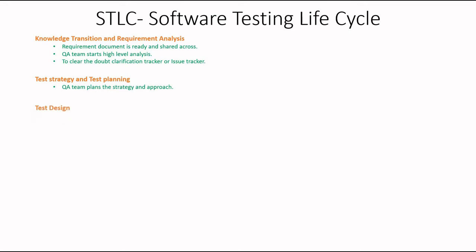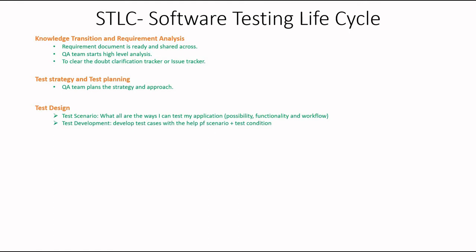The next one is the test design phase. In the test design phase, we have two processes. First is the test scenario. What are all the ways I can test my application is the test scenario. This contains the possibilities, functionality, and the workflow. Once we get the requirements, the test strategy and planning, we will write the test scenarios in such a way that all my possibilities, functionality, and the workflow are covered. Once the test scenario is ready, we go for test development, that is the development of the test cases from the test scenarios that we created in the earlier phase.